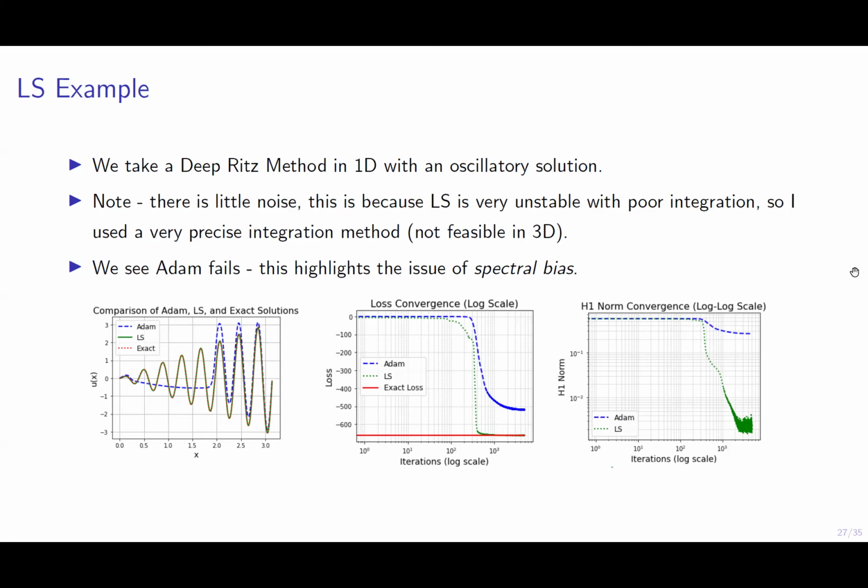With the error, if we look at the H1 norm and how this converges over our iterations, we see a much more extreme version of this on a log-log scale. You can see exactly how Adam is getting stuck at a really high error, whereas the least squares method goes boom, boom, boom, boom, boom, and now we're basically stuck in the noise regime, which is to be expected. We're always going to end up in a noisy regime.